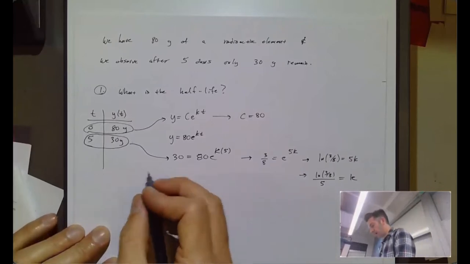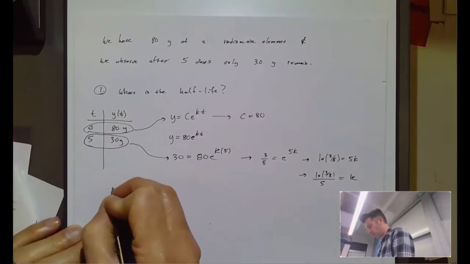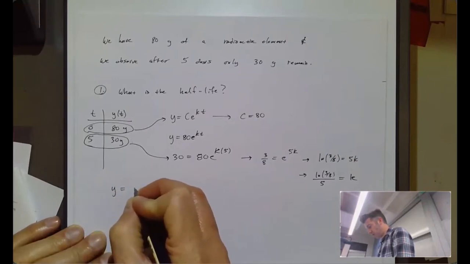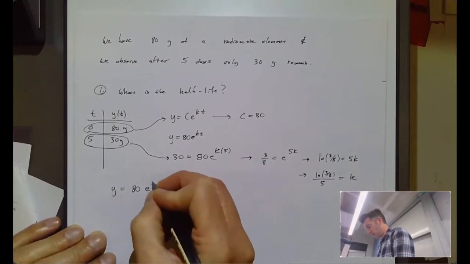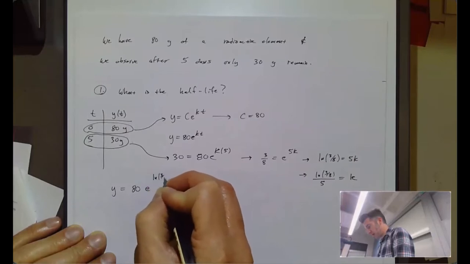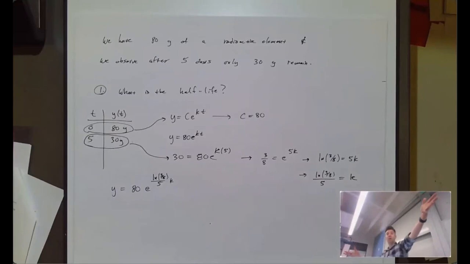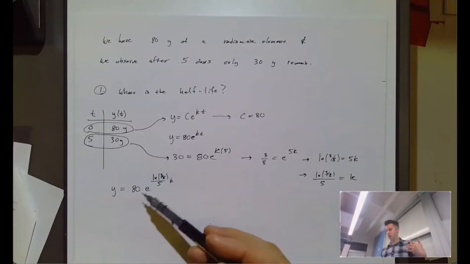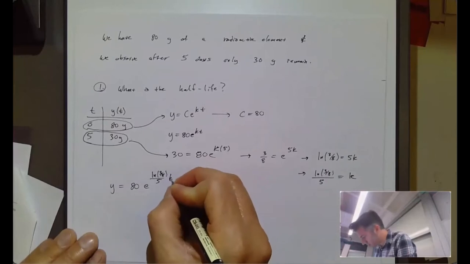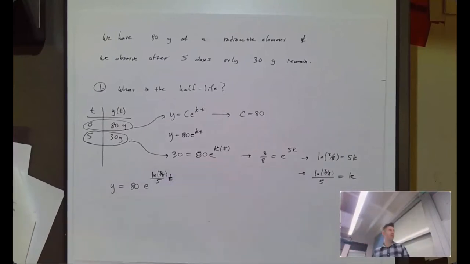So we have our model now, y equal to 80 e to the natural log of 3/8 divided by 5 times t. And now, to find the half-life, we're going to set something equal to 40. Which thing? The y or the t? Oh, sorry, that's the t there. Apologies. What do we set equal to 40? The y or the t? Y. Right.